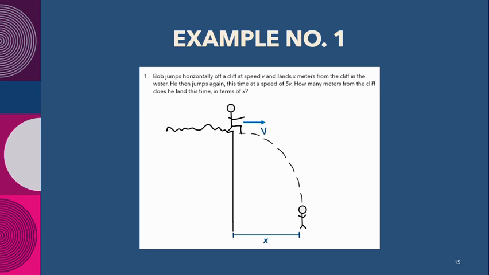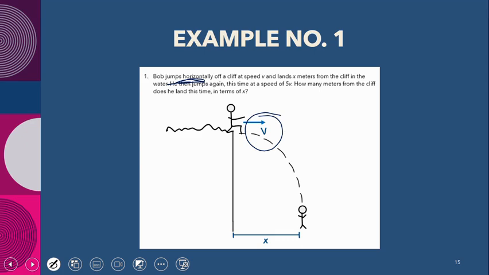Okay, so right off the bat, we see this phrase, jumps horizontally off a cliff. Now, what does this mean? This means that this starting velocity right here is purely horizontal. He has no starting vertical velocity. It's 0 meters per second.